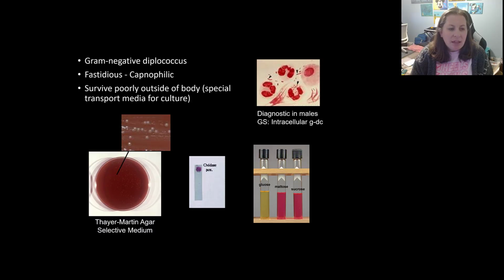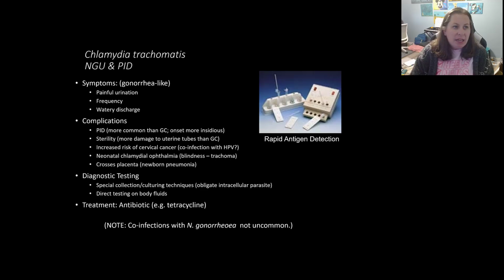A lot of times they may use a Thayer-Martin agar, which is a selective media, to help this grow. You also will see that it is oxidase positive when we do those tests. And we do see that it's going to ferment glucose better than maltose and sucrose when it is using it for energy. The next group we're going to look at is the chlamydia group.